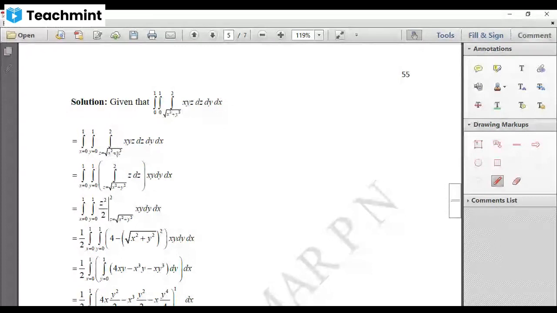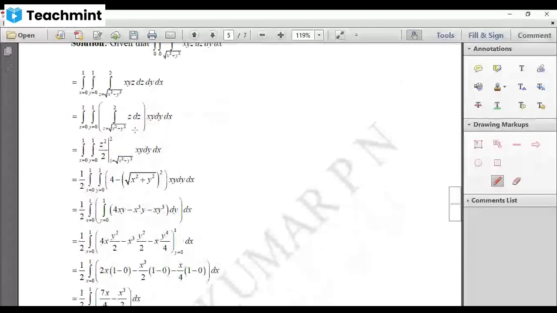We cannot integrate this as three different integrals. So you have to go in the iterated manner. First, we have to integrate with respect to z. When you are integrating with respect to z, your x and y are constants, so are kept outside. What is the integral of z? Z square by 2, and the limit is from square root of x square plus y square to 2.